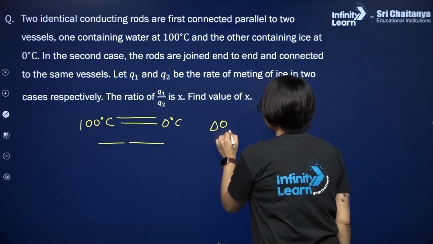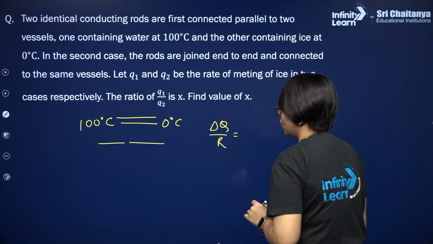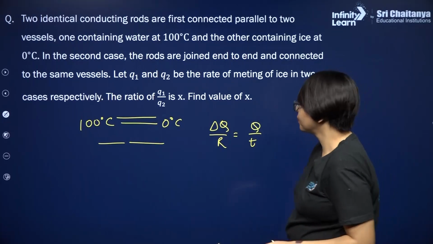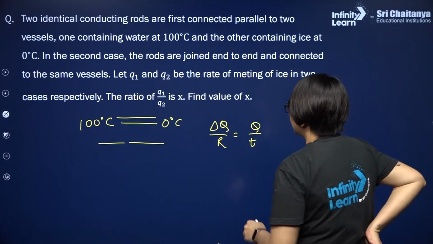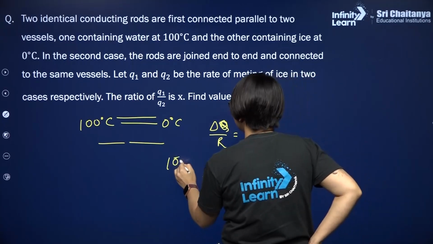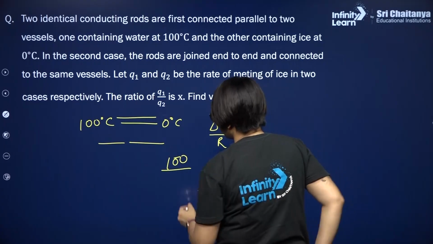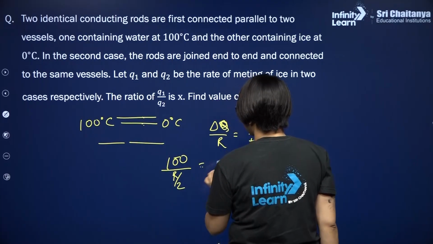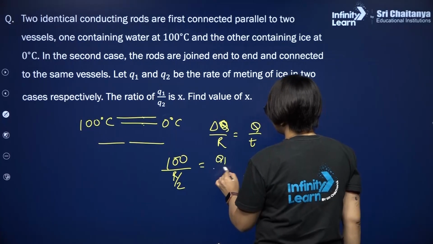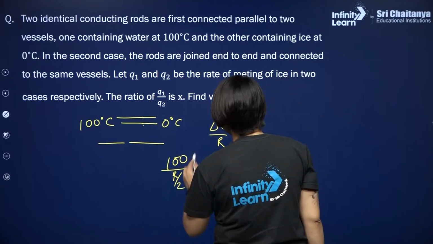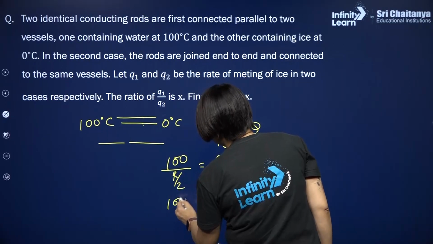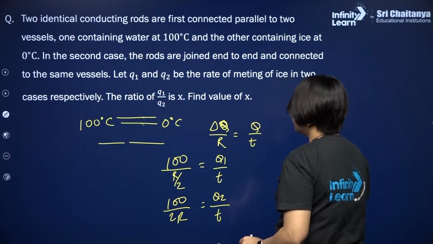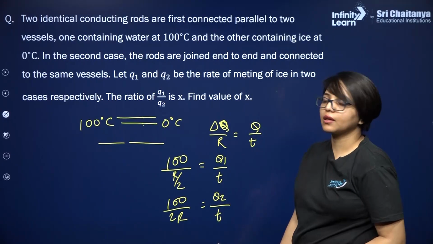So, delta Q upon R is equal to what? Delta Q upon t is nothing but Q upon t, rate of flow of heat, heat current. So, over here delta theta upon R, delta theta. So, it is 100 upon R. So, these two are connected in parallel. So, equivalent thermal resistance will be R by 2, and that is equal to Q1 upon t over here. And for the second one, when connected in series, 100 upon 2R is equal to Q2 upon t. So, ratio of Q1 upon Q2 will be 4.